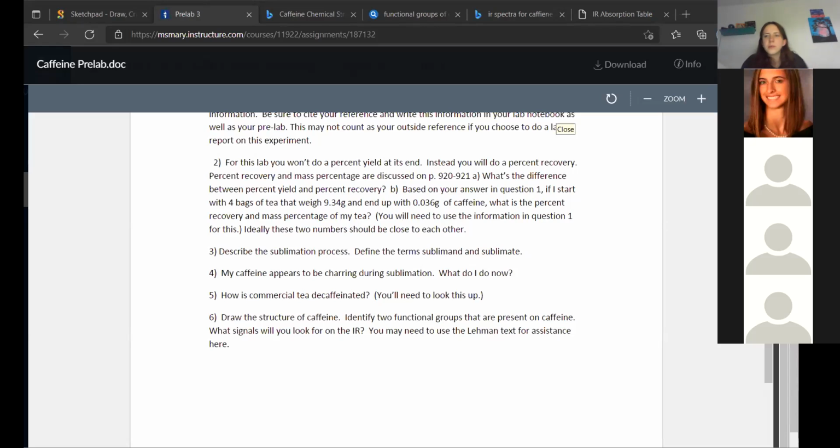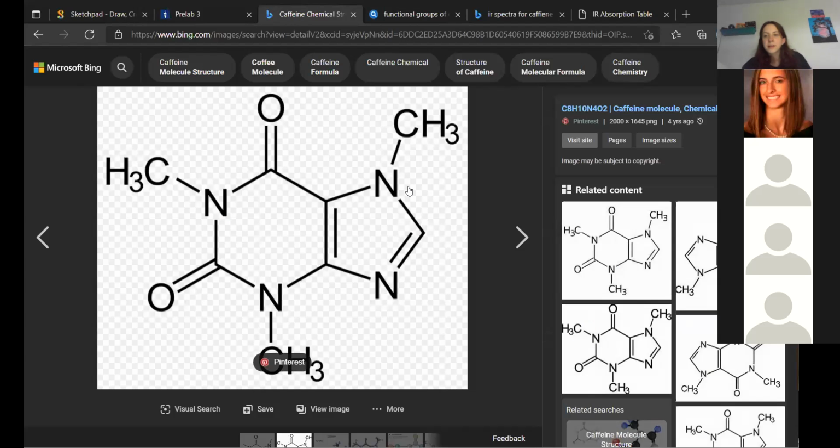Hey, Kira, can you explain what you mean for number 6? You have a tab open for what the chemical structure for caffeine is supposed to look like. I just wanted to see. Yep, take a picture of it. That's what it looks like. Thank you. Yep, you're all good.